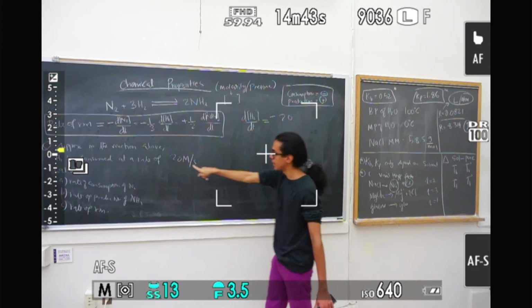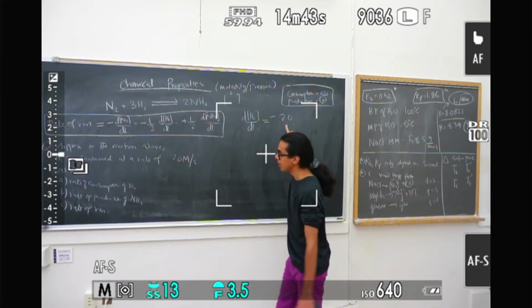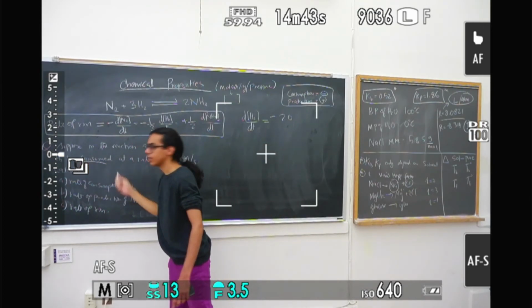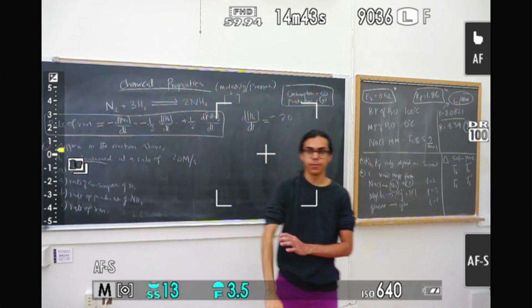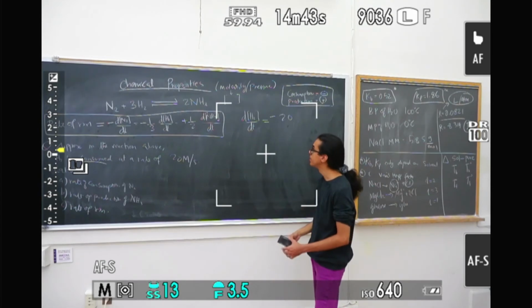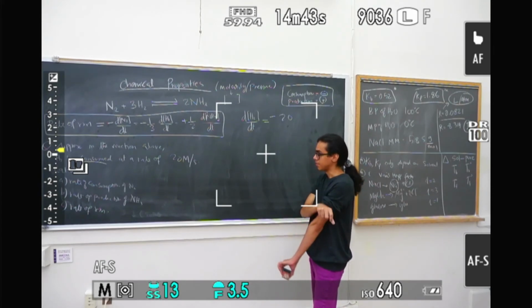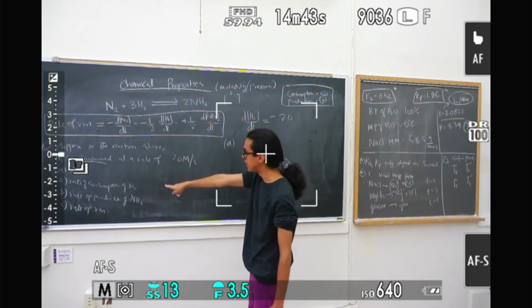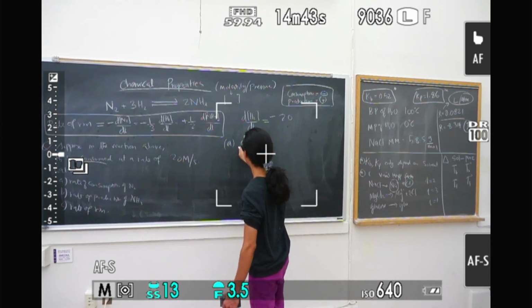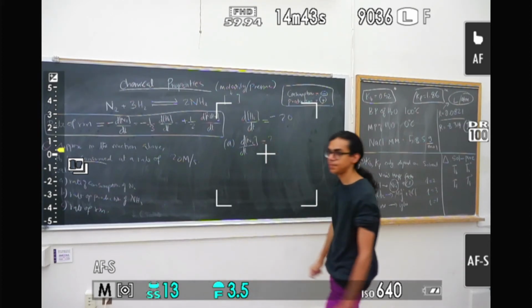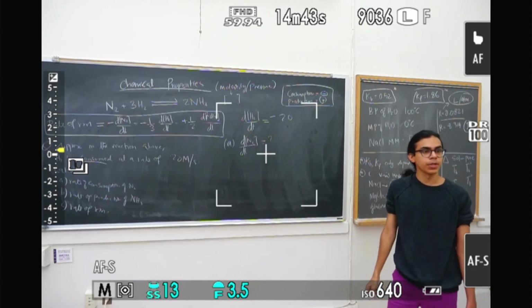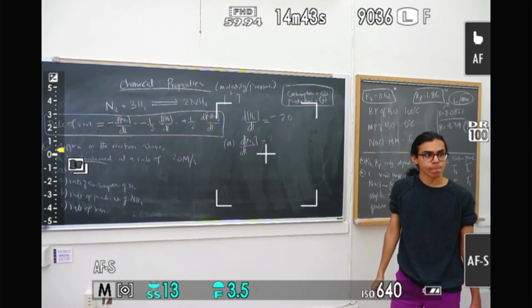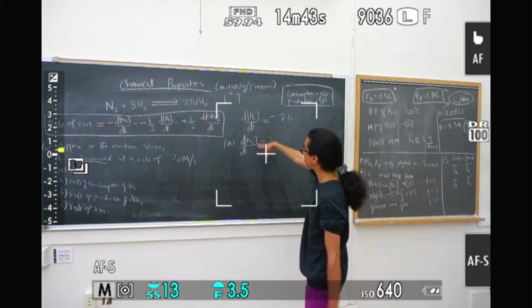So when you read the question, the value gives you the value, but then you have to read the word for the positive or negative. Consumption means negative. Awesome. Part A, we need to figure out d[N2]/dt. This is being asked. So far, so good?